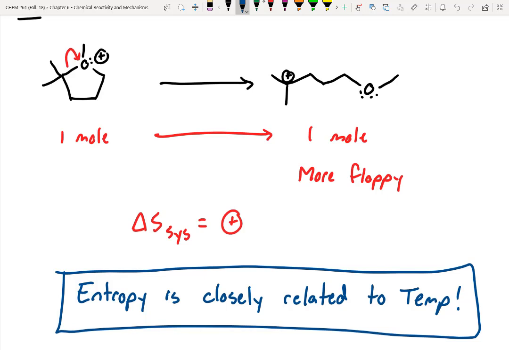Yep? So, how do you know that it doesn't on the right? Yeah, that's a good point. So you're wondering about why I use the term floppy.